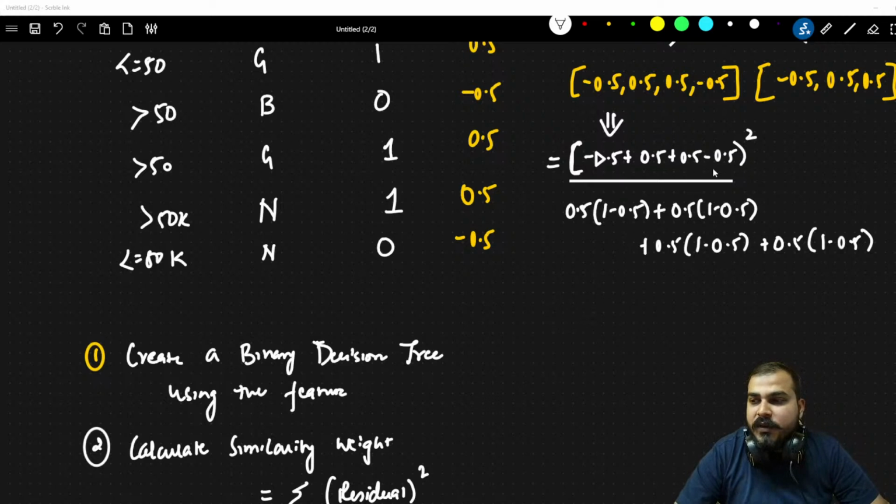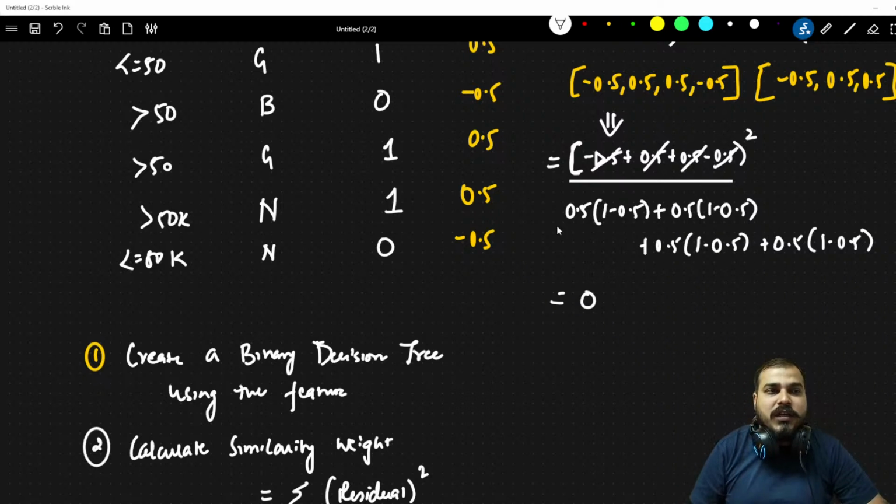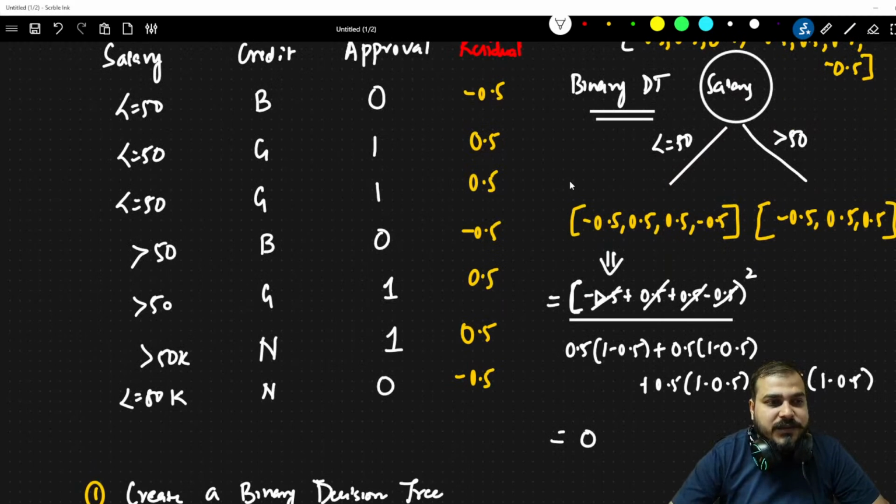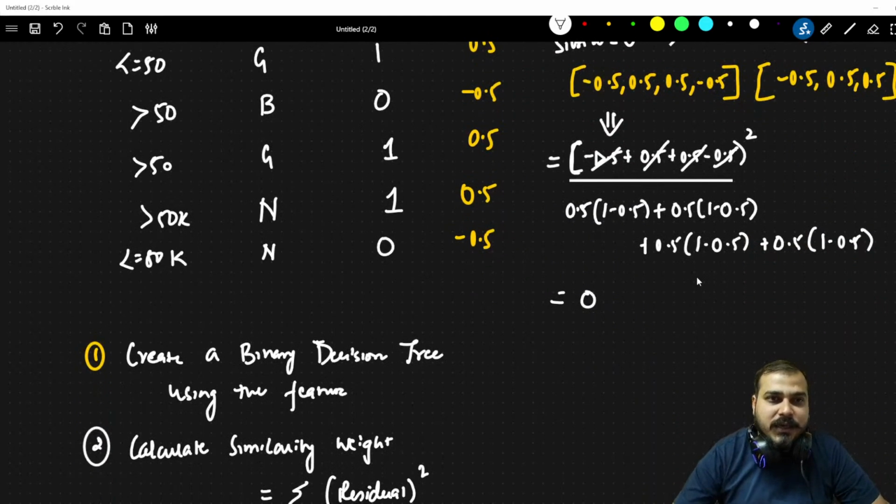Now tell me, what are you able to find out from this? If you cancel this and this, this value is going to become 0. So this entire value is going to become 0, because 0 divided by anything is 0. So I hope everybody has understood what the similarity weight of this specific node is. If I want to write it, it is nothing but 0, of this node. I hope everybody understood this.